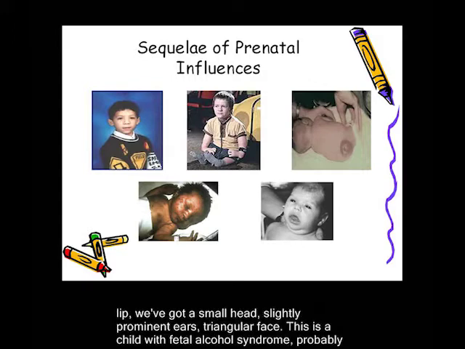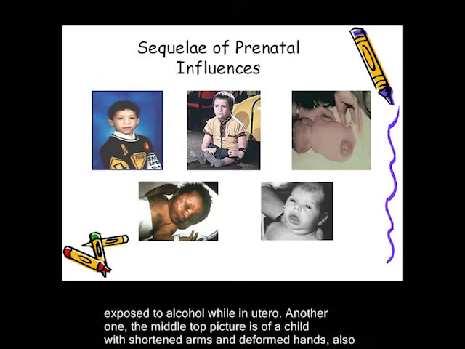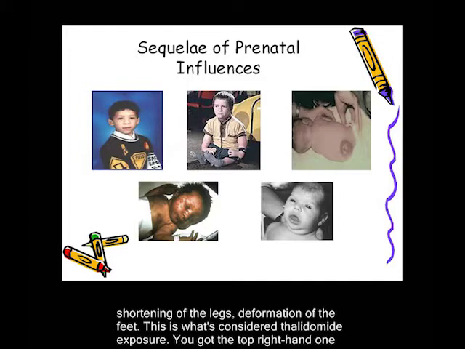We've got a small head, slightly prominent ears, triangular face. This is a child with fetal alcohol syndrome, so probably was exposed to alcohol in utero. Another one, the middle top picture, is of a child with shortened arms and deformed hands, also shortening of the legs, deformation of the feet. This is what's considered a thalidomide exposure.